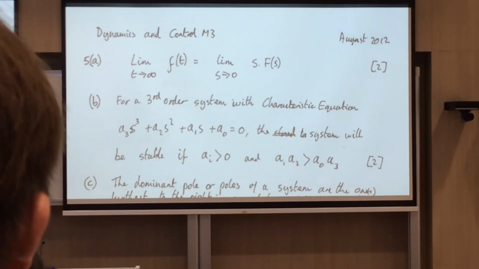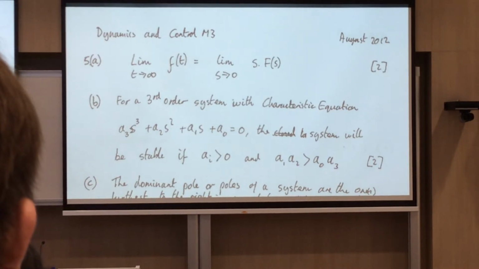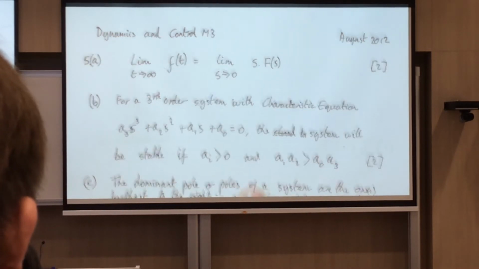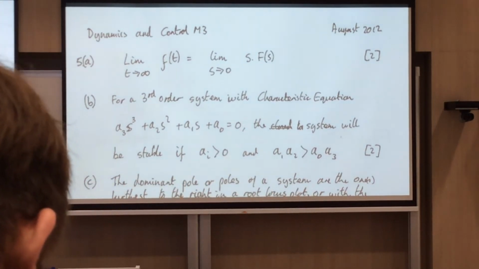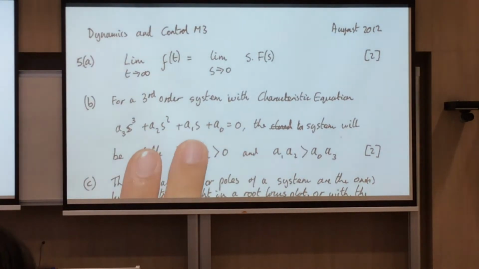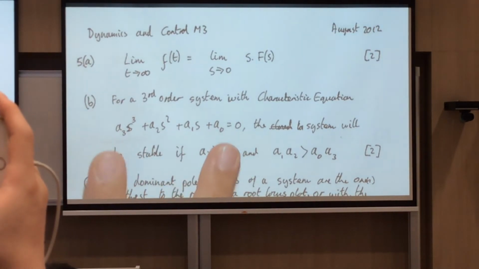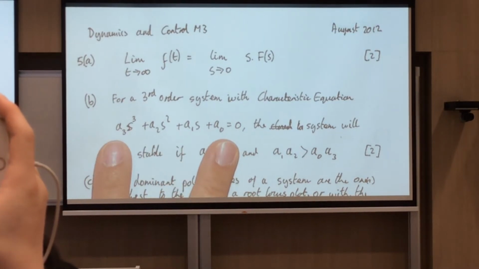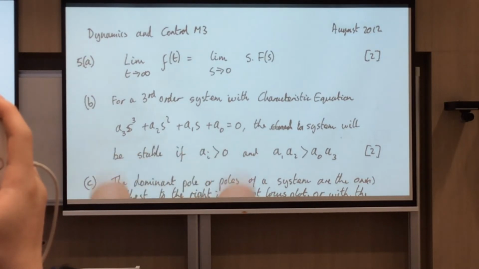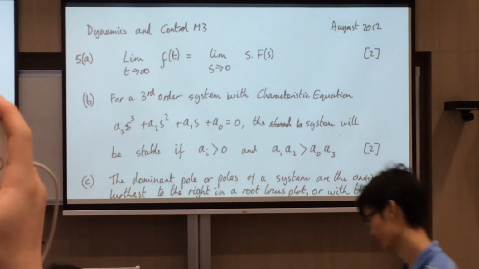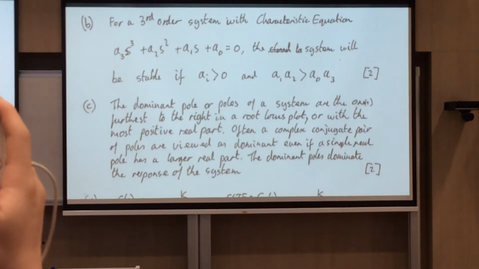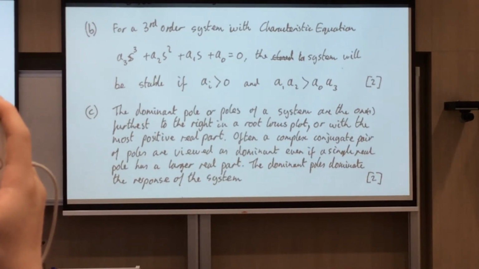The system will be stable if all coefficients are bigger than 0, and the inner product, A1 times A2, is greater than the outer product, A0 times A3. The inner product is greater than the outer product. That's 2 marks. C, what is the definition of a dominant pole?